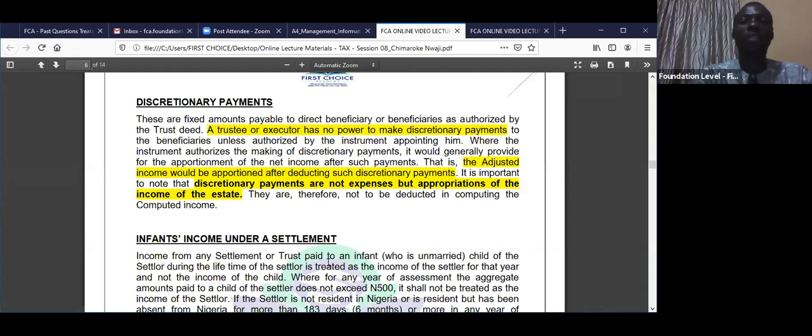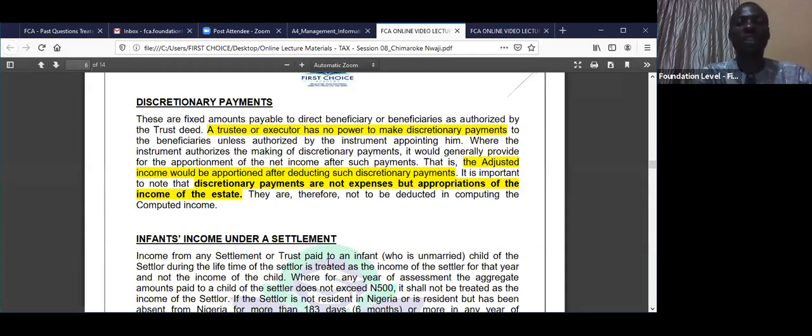Now, this is different from annuity. Annuity is being authorized that this year, every year, please pay this amount to this named beneficiary. But now, there is what they call discretionary payments. We said before that fixed annuity are allowable expenses deducted before we get our computed income. Now, discretionary payments is different, all right?